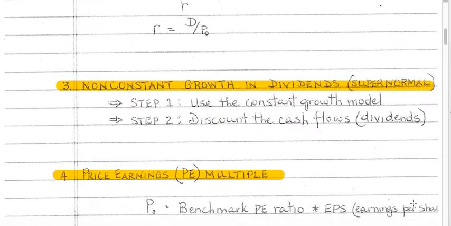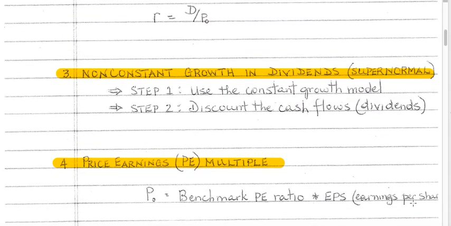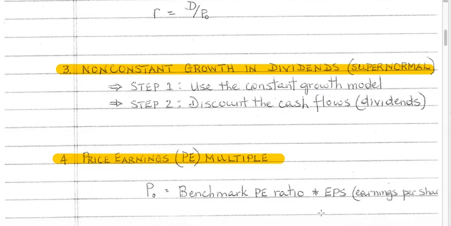And finally, we have the price earnings multiple model. This one uses an average PE ratio of companies in the industry, called the benchmark PE ratio, times your earnings per share. So the price of the stock will be equal to your benchmark PE ratio, usually the average PE ratio for some companies in your industry, times the earnings per share. This model is usually used when companies do not pay dividends, so you cannot use the previous models. So let's take a look at the problem set.